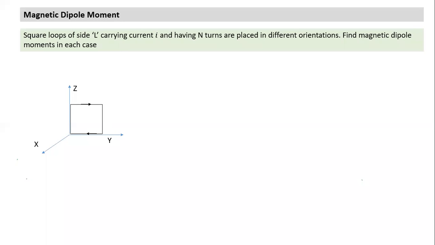So in each case, can we find the magnetic dipole moment? More importantly is direction. First case here, what is the direction? How do you find direction? Magnitude is simple. Magnitude is number of turns into current into area. So magnitude of dipole moment M would be equal to N into I into A, which is NIL square.